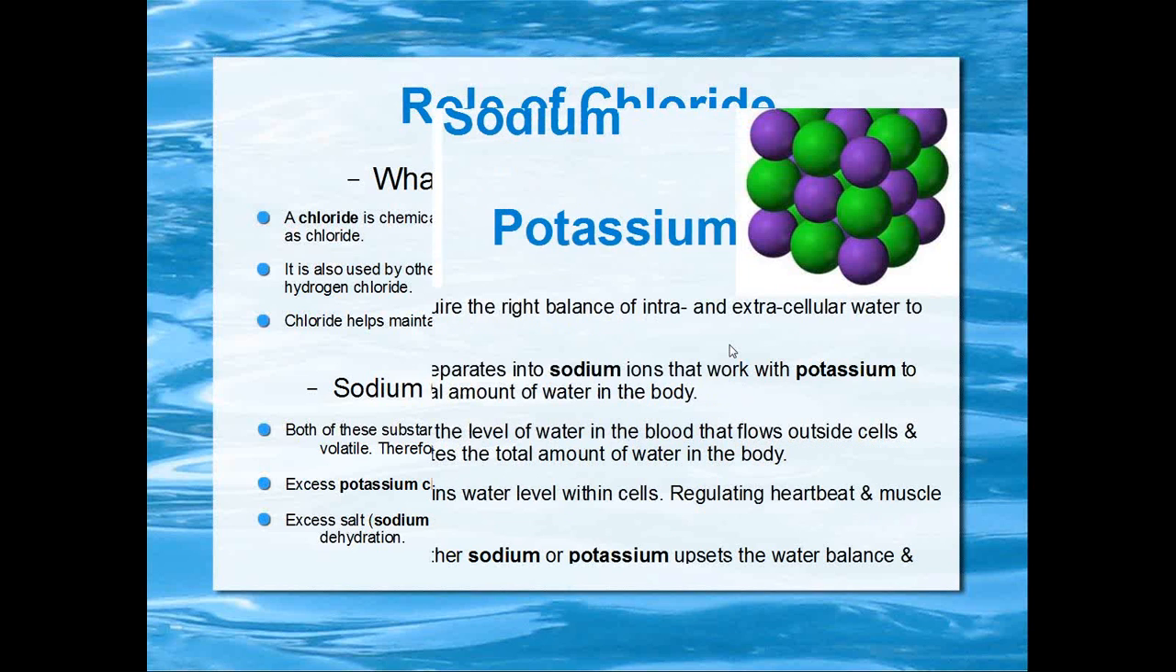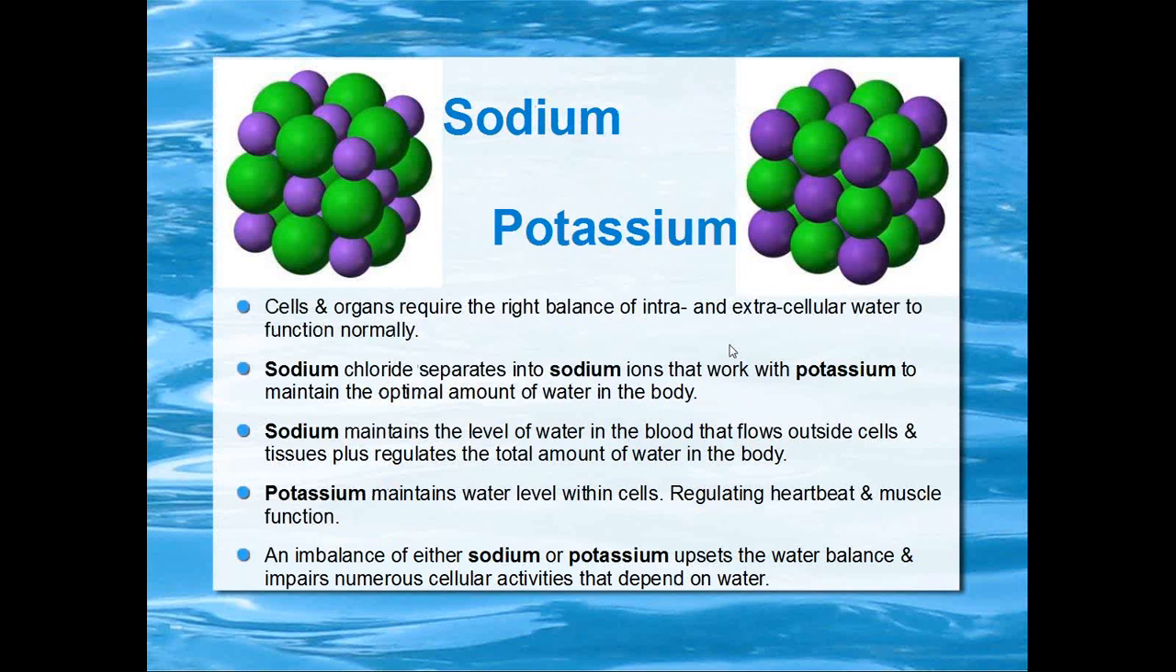Up at the top, we're going to talk about sodium and potassium by themselves. On the left-hand side, that is the anatomy of a sodium atom. And potassium, there you have the anatomy of that. Cells and organs require the right balance of water inside the cells and water outside the cells in order to function properly. When a horse consumes salt, or sodium chloride, it separates into a sodium ion, and the chloride gets separated off and used as stomach acid.